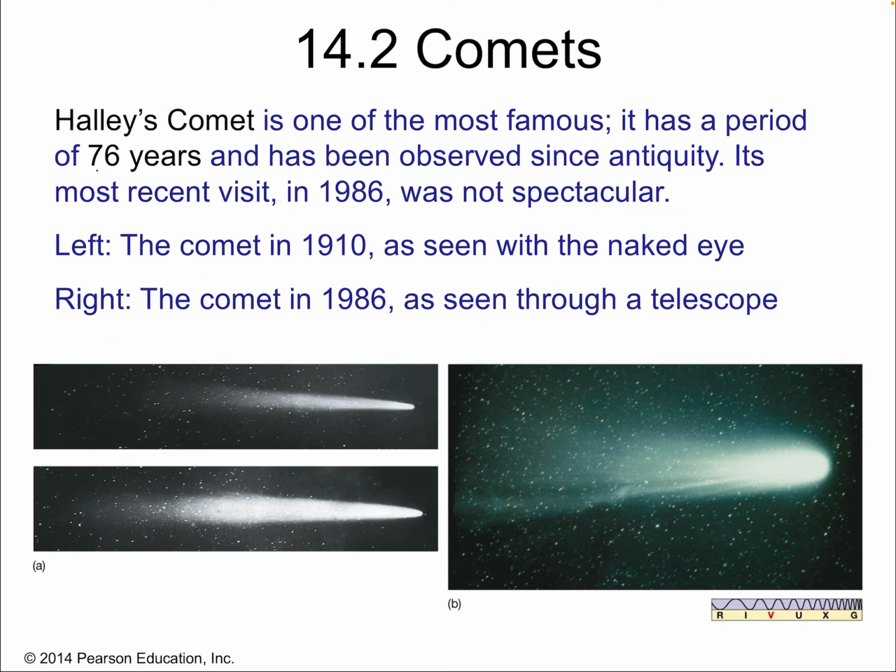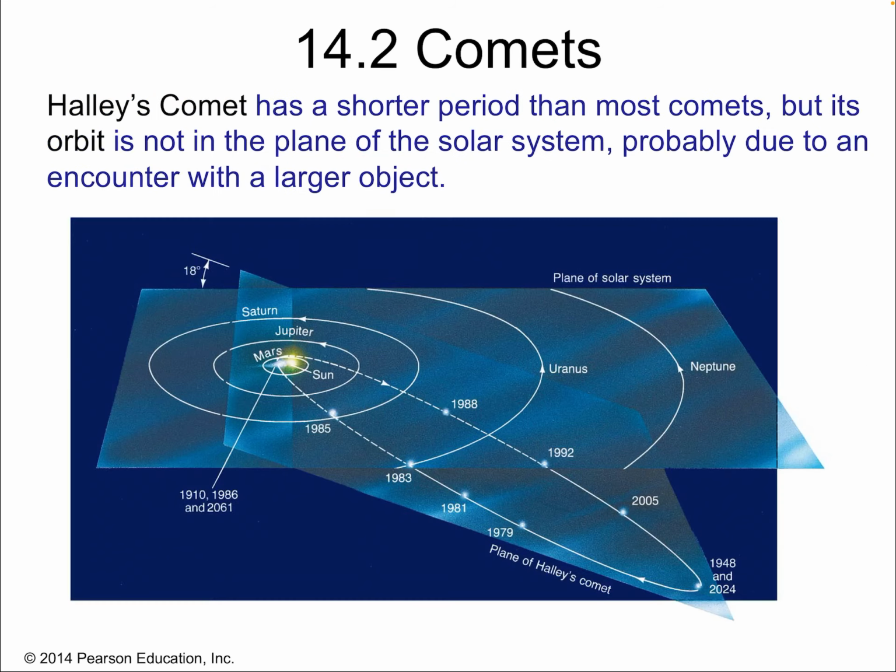It is a period of about 76 years and has been observed since antiquity, so it's been documented by humans for thousands of years. Its most recent visit was in 1986, which was not spectacular, because it wasn't as visible. The tail wasn't as dramatic. The comet in 1910 as seen with the naked eye, and the comet in 1986 as seen through a telescope. So you can really see that there's just, I don't know if Halley's Comet is running out of material, or perhaps whatever process didn't allow it to create as large a tail in the 86 pass by.